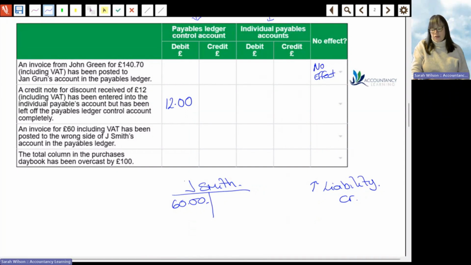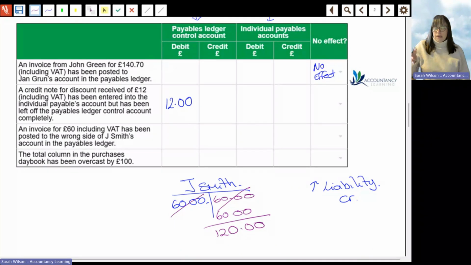So what do we need to do to correct this error? First of all, we need to put a £60 credit in, which then cancels each other out, and then do another £60, which gives us a total credit adjustment of 120. So be careful when it's been posted to the wrong side, just putting 60 in is only going to cancel it out. So you then need to double it to then put in the correct entry as well.